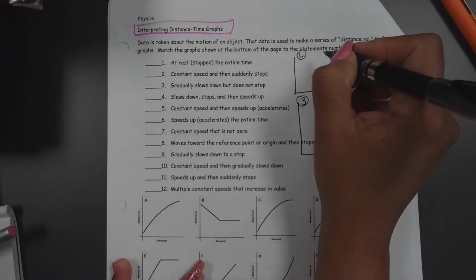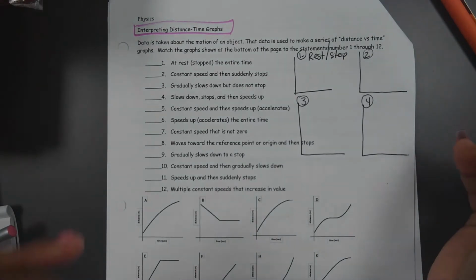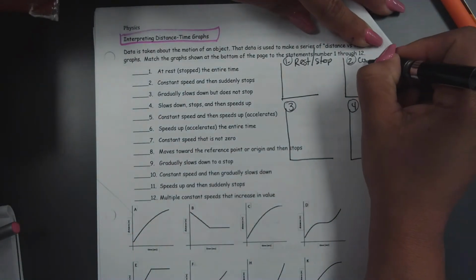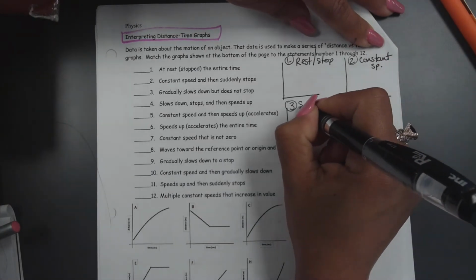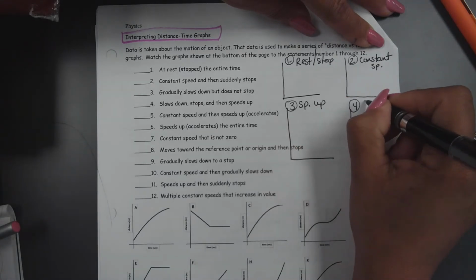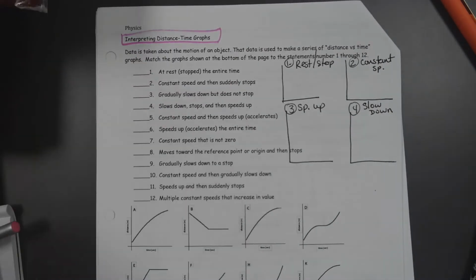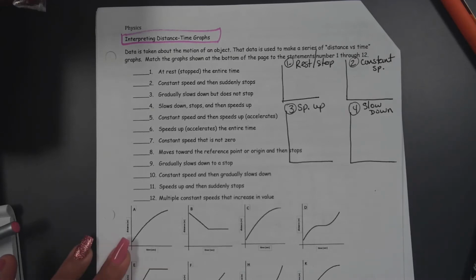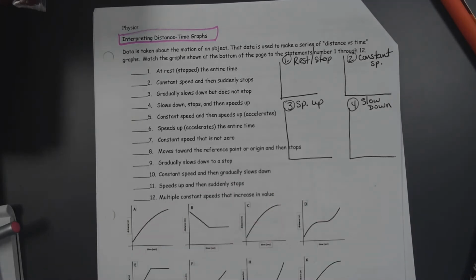Let's keep going. We're going to call this one rest or stop. We're going to call number 2 constant speed. Number 3, speed up. And number 4, slow down. Okay? So those are my 4 graphs. One suggestion I have is to brain dump this page and the next following page. Those are 2 things that I would definitely brain dump.